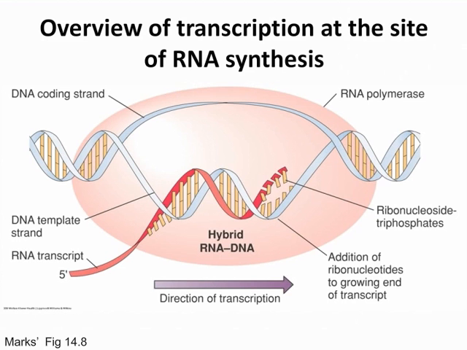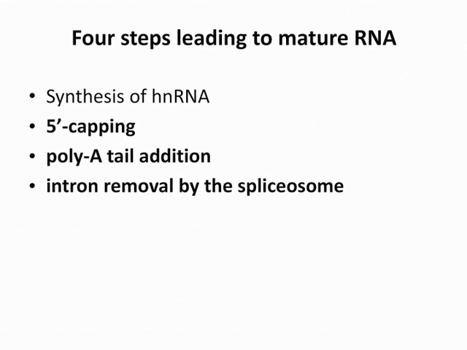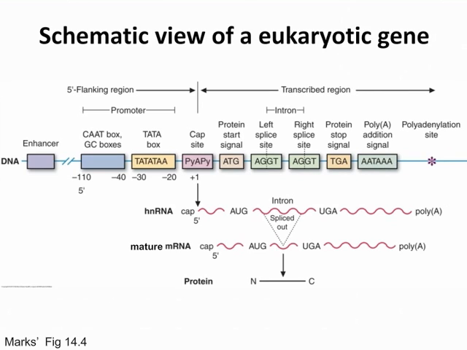So here's just an overview of transcription. Remember, we're using the DNA template strand to make your RNA transcript, and the direction of transcription is 5' to 3'. After you make that hnRNA, the other 3 steps are 5' capping, a poly A tail addition, and then removal of introns by spliceosomes. This is the same picture we saw earlier. It makes that hnRNA strand, then adds a 5' cap, a poly A tail, and then we remove the introns using spliceosomes.